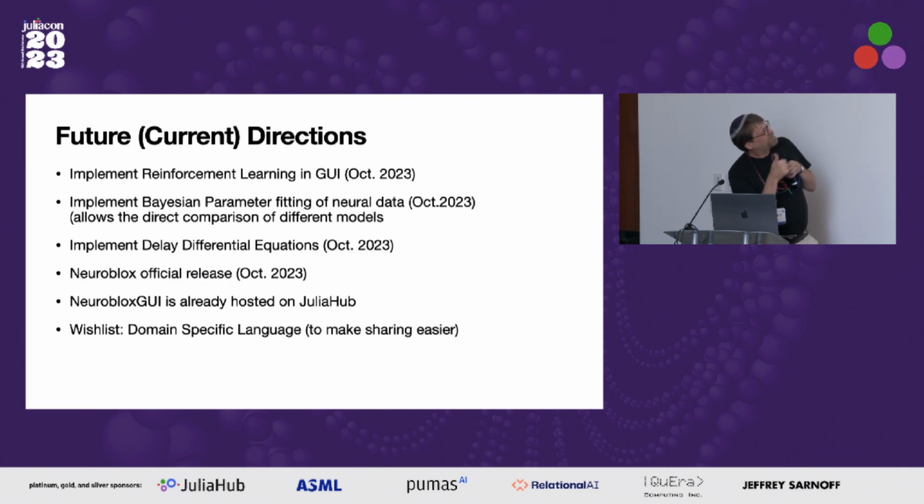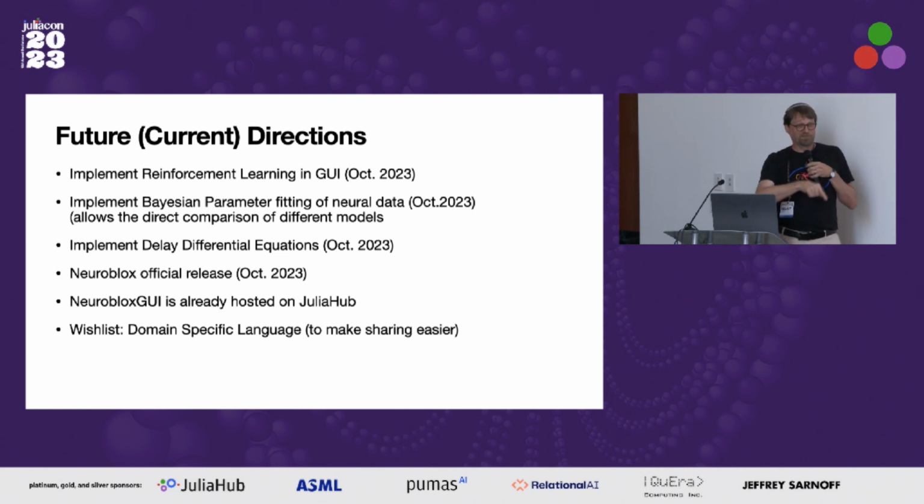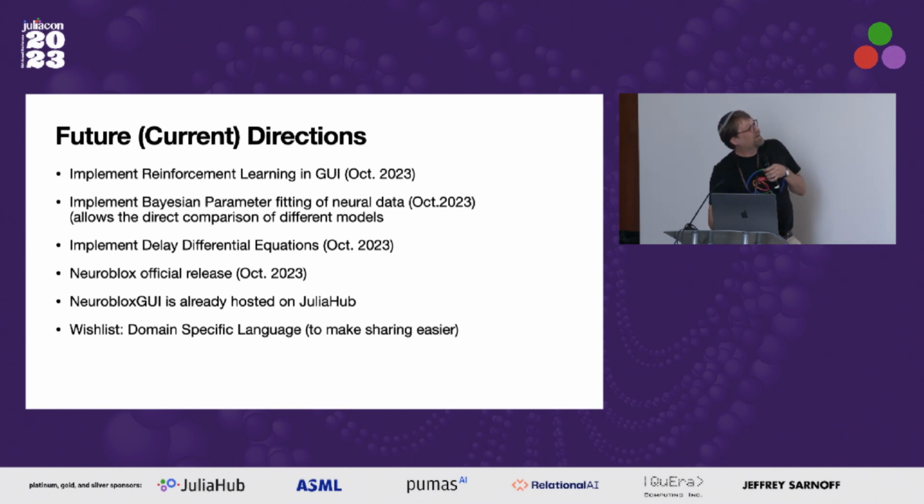Future directions. So in reinforcement learning, I think we should be finished by October. We also want to implement a more Bayesian parameter fitting for neural data. That also allows you then direct comparison between models, because you can take the ratio of the posteriors. We have not implemented delayed differential equations, but Chris, they just implemented into ModelingToolkit. So very, very nice. And the Neuroblox GUI is already hosted on JuliaHub, or at least it's very close. You saw it already, I think.